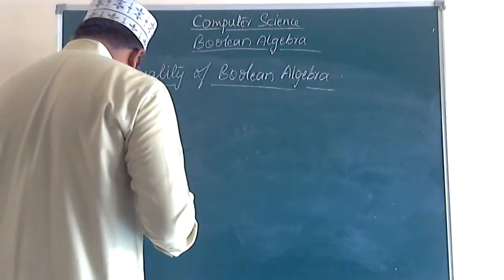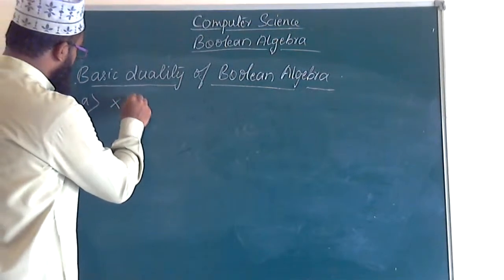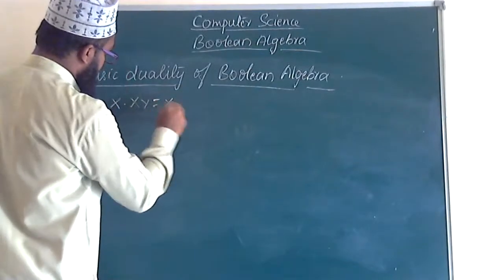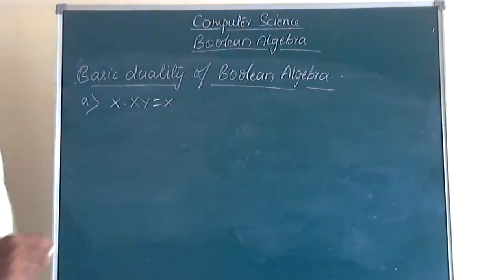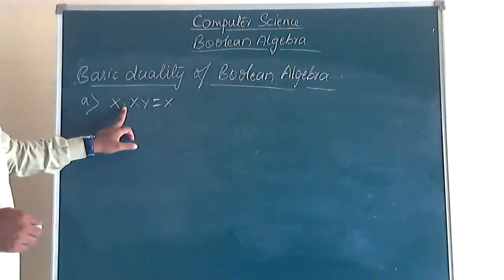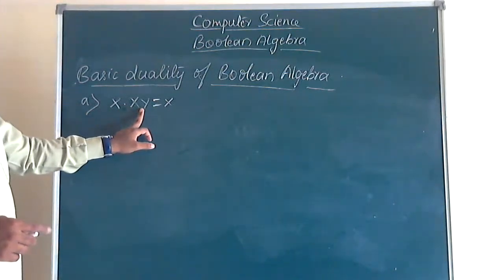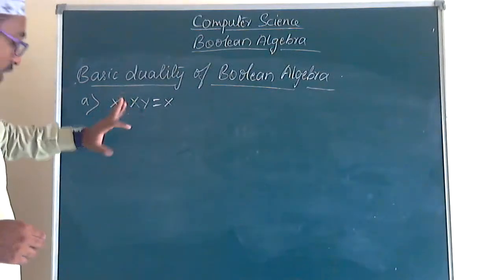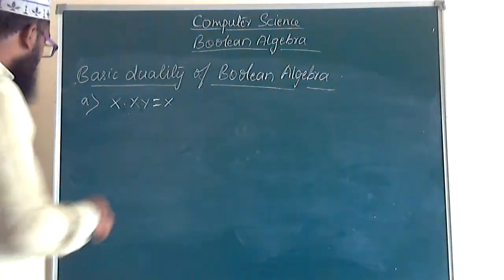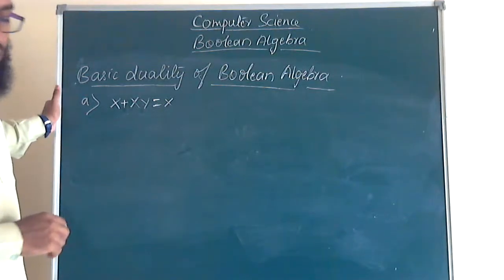The first thing I will take is x into xy is equal to x. What is the principle of duality? Change every AND sign to OR sign. One AND sign is here and one more AND sign is here. Change every OR sign to AND sign. This is x plus xy, x plus xy is equal to x.